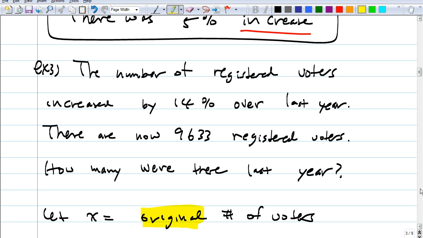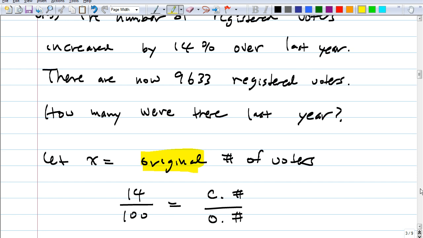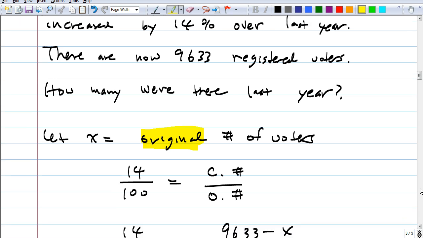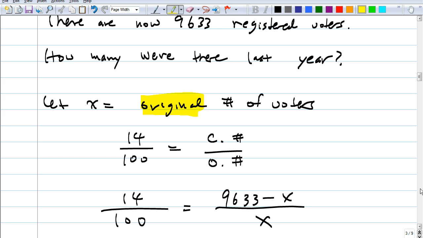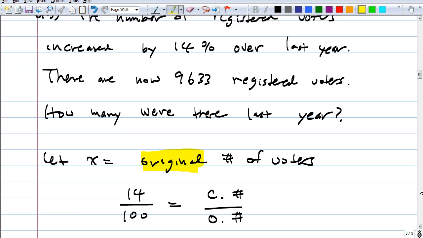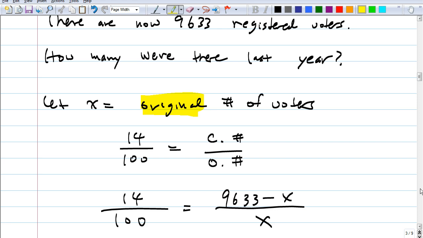The equation is 14 over 100 equals 9,633 minus x over x. Oh, by the way, this is the formula we're using. Well, it's not price anymore, so I wrote down change in number over original number. So Talene is correct. How come it's not x minus 9,633, guys? Why is it 9,633 minus x? This is an increase, right? So therefore last year's number of people is less than what we have now.